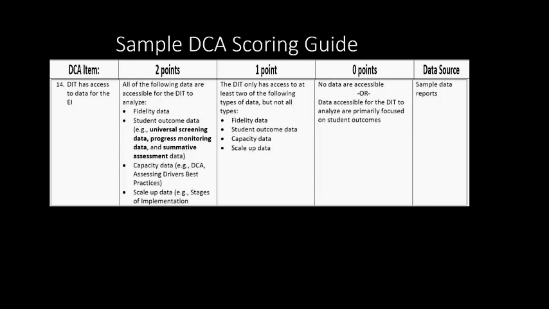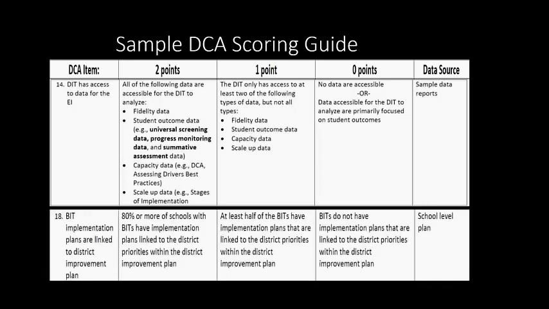And team score: are we doing this? Is it in place? 2 points. 1 point for partially in place, and if we're not using data, 0 points would be scored. If you're familiar with the Tiered Fidelity Inventory or other tools on PBIS assessments, it's the same general point scale that's used. Another question: does the build and implementation team have plans that are linked to the district improvement plan?